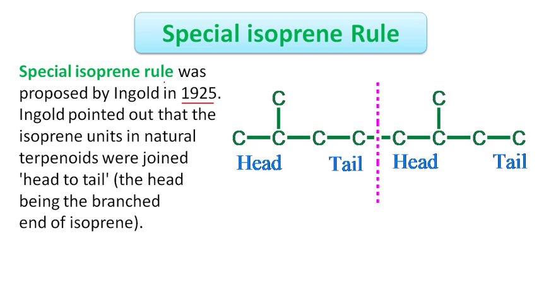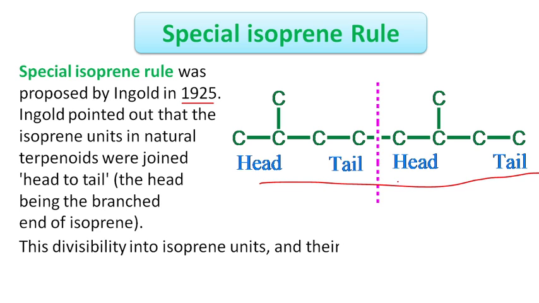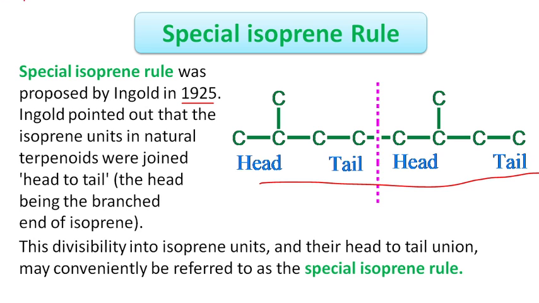Ingold states, yes, the terpenoids are formed from attachment of isoprene units, but the attachment is not random, the attachment is specific. How specific is the attachment? The attachment is specific such that the tail end carbon is attached to the head end carbon, which can be seen in this structure. This divisibility into isoprene units and their head to tail union may conveniently be referred to as special isoprene rule.